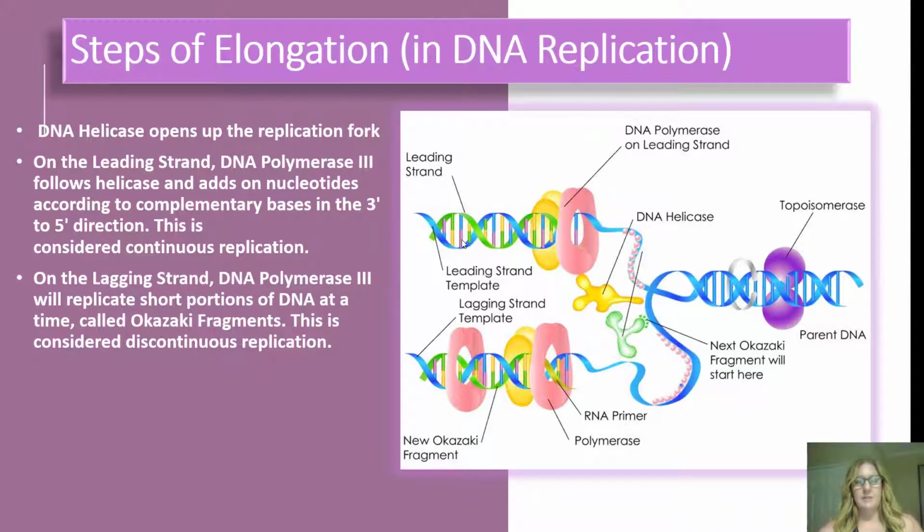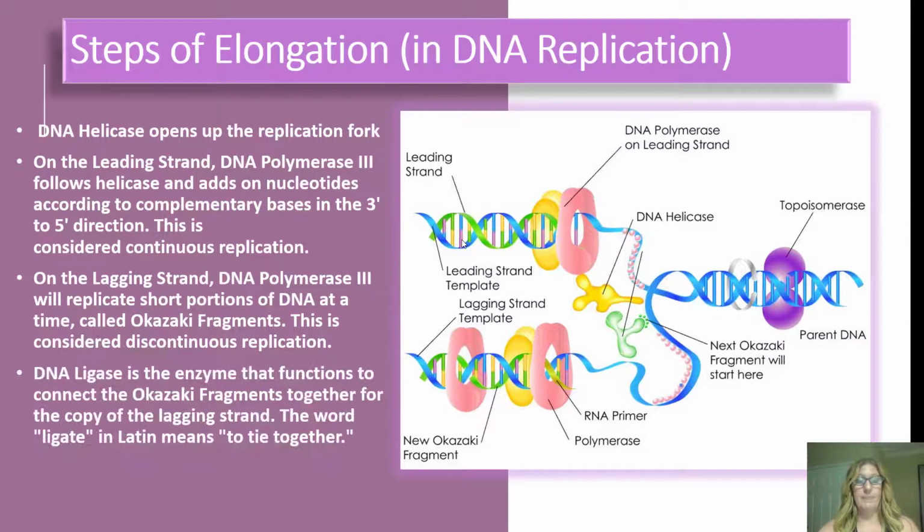Now, on the lagging strand, however, DNA polymerase 3 will replicate short portions of DNA at a time. These are your Okazaki fragments, and this is your discontinuous replication. So the Okazaki fragments are going to be ligated together, which means to tie together, by an enzyme called DNA ligase.